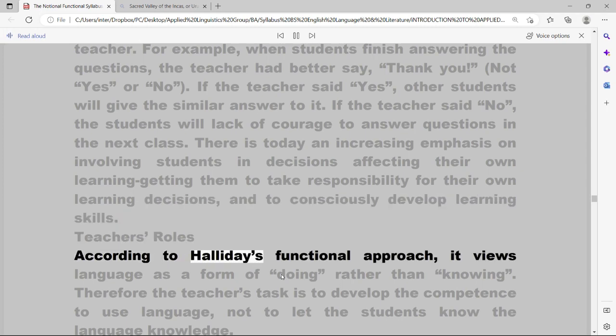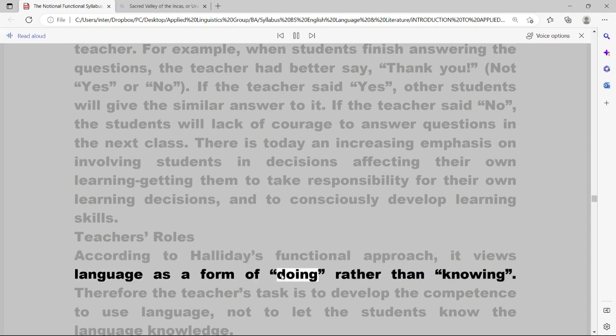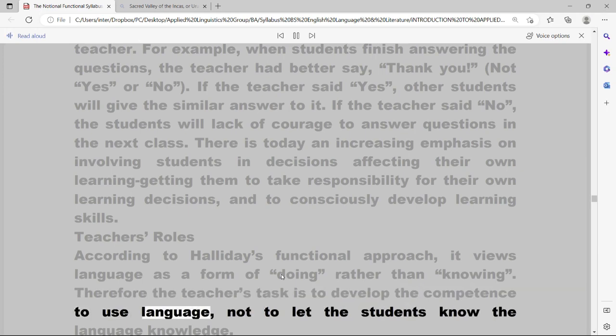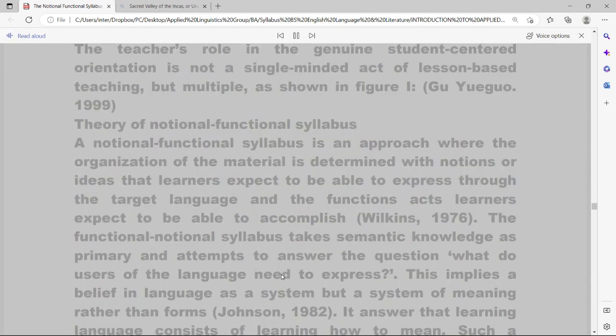Teachers' roles. According to Halliday's functional approach, it views language as a form of doing rather than knowing. Therefore, the teacher's task is to develop the competence to use language, not to let the students know the language knowledge. The teacher's role in the genuine student-centered orientation is not a single-minded act of lesson-based teaching, but multiple, as shown in Figure A. Gu Yugua, 1999, Theory of Notional Functional Syllabus.